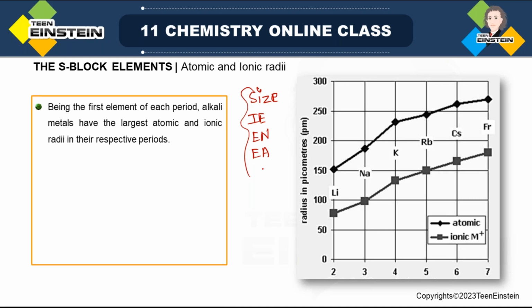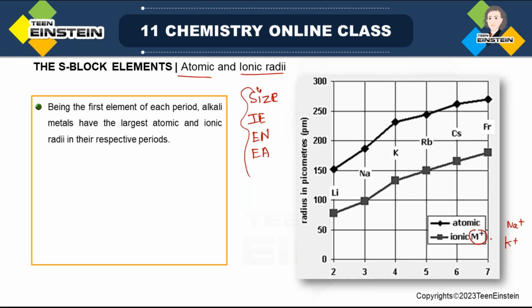So here we will discuss their size. Now when I say size, you can have it in two forms. One form is the atomic form, which is neutral. There is no charge. It is simply Na, Rb, K. But when I say ionic size, that is ionic radii, I am basically focusing on M plus. So now it is not sodium, it is Na plus. It is not K, it is K plus.